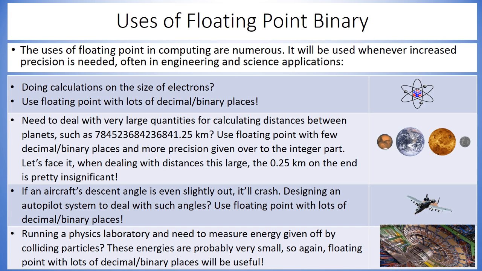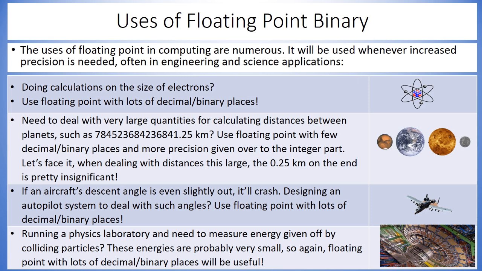So say we want to calculate the size of electrons. Use floating point to do that. And if you want to deal with large quantities, for calculating distances between planets, floating point is used, and more precision is given over to the integer part. So when dealing with distances that large, 0.25 kilometers on the end is insignificant.